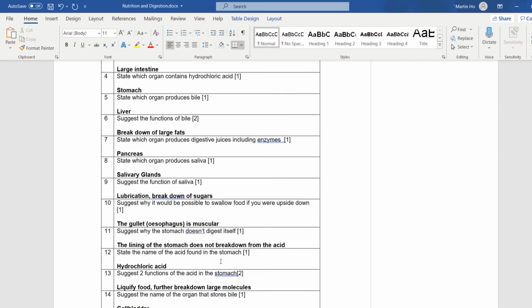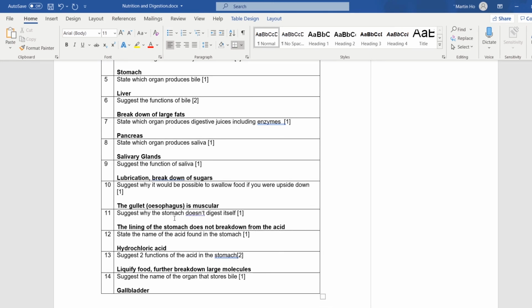10. Suggest why it would be possible to swallow food if you're upside down. As we've discussed earlier, the gullet, or the esophagus, is muscular, in which it will be able to push food down. 11. Suggest why the stomach doesn't digest itself. The lining of the stomach does not break down from the acid which it contains. 12. State the name of the acid found in the stomach. It is called hydrochloric acid.